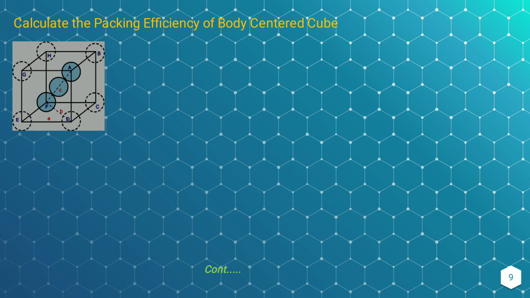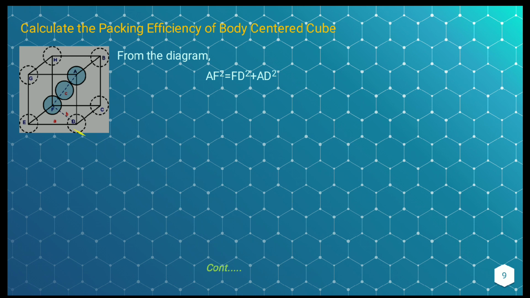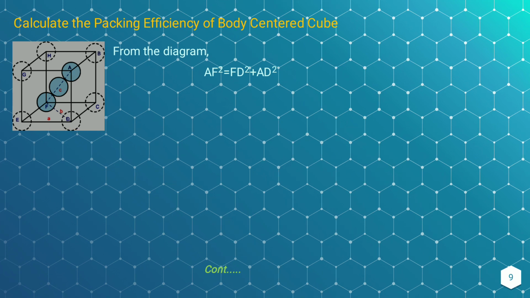We know that in a body centered cube, the particles touch each other along the body diagonal. They touch each other along the body diagonal. So we have got a triangle over here, AFD. From the diagram, we can say that AF square is equal to FD square plus AD square. So what is AF represented by? C. What is FD represented by? B. And what is AD represented by? Edge length A. So substituting that, we get C square is equal to B square plus A square.